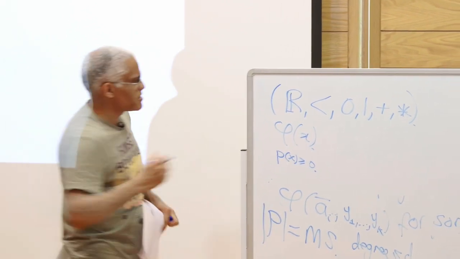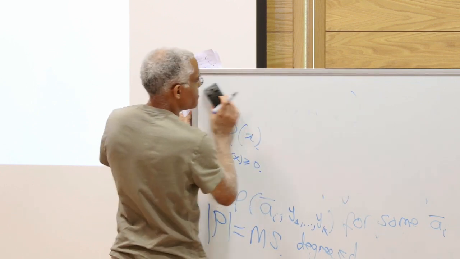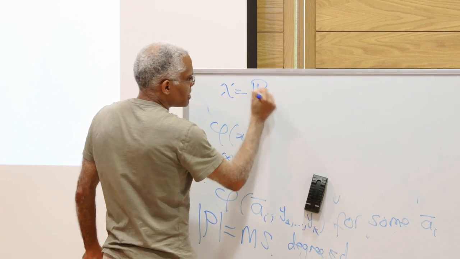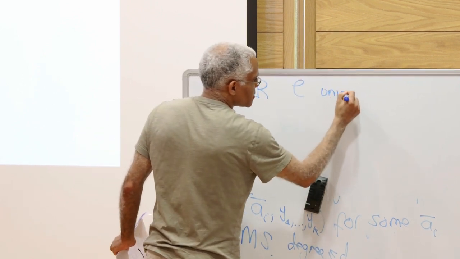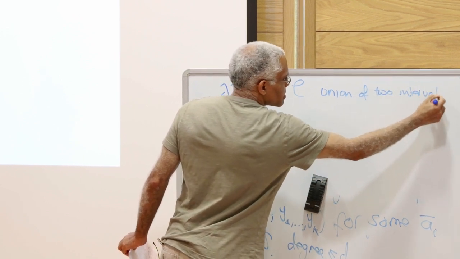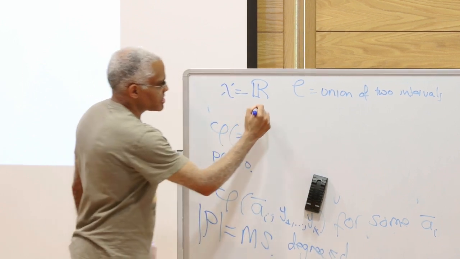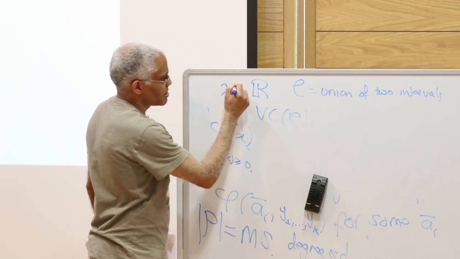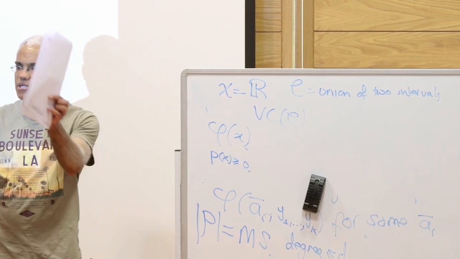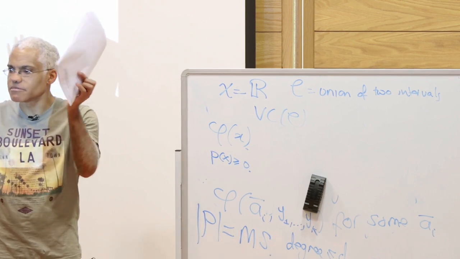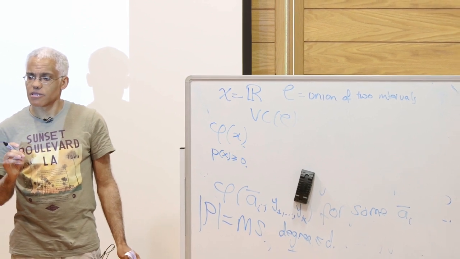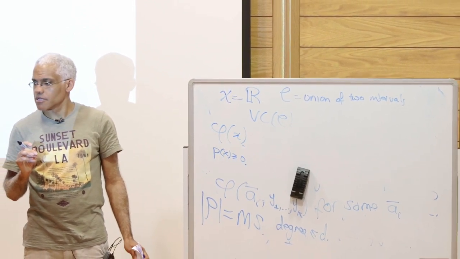Now, what can you tell me about the VC dimension of, let me take the input space R, and let C be the union of two intervals. This is the concept class. So what is the VC dimension of this concept class on the reals? What's the largest set I can shatter? My concepts are disjoint unions of two intervals, or maybe overlapping unions of a single interval. Three.